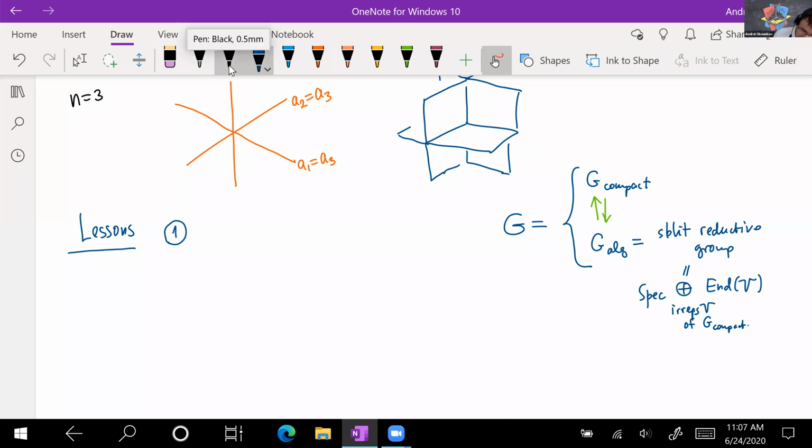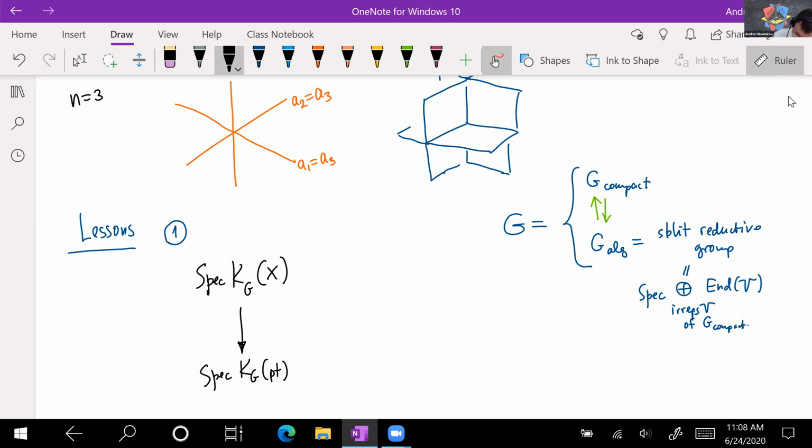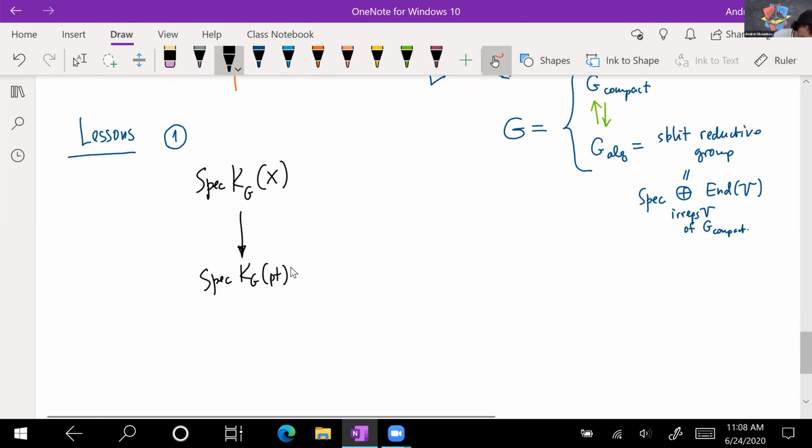And so I think it'll be clear from context which one I mean. But the first lesson is that if I look at the spectrum, we were drawing pictures of what the spectrum of K-theory looks like. So if I take the Spec of equivariant K-theory of X, this sits over the Spec of equivariant K-theory of a point. This is a spectrum of conjugation invariant functions. Conjugation invariant functions are the same as the characters of representations.